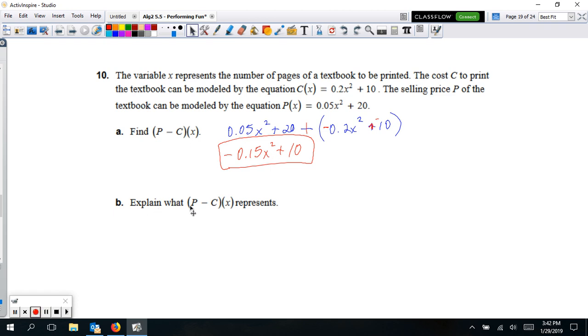It says explain what that means. What does it represent? So what that basically represents, if we think of the p, the selling price, minus the cost, what would that actually be? Well, that's how much they would actually make for selling these textbooks. This is the selling price, so they're going to sell it for more than it costs. So if they deduct the cost out of the selling price, what's left is the money they walk away with, which we call a profit. So it represents the profit for selling the textbooks. That's what profit means, the money you walk away with after you've sold it.